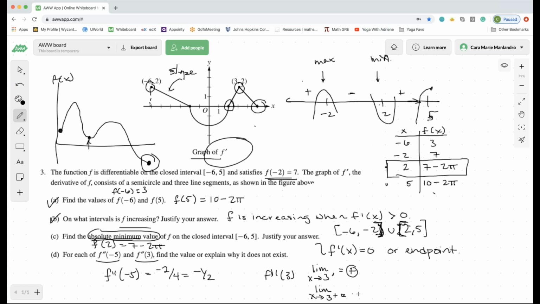Tough crowd tonight. So positive slope here, negative slope there. So therefore, f double prime of 3 does not exist, because I don't have a smooth transition. Does anybody have any questions on that question? Can we say does not exist because there's a corner? That is perfectly fine.